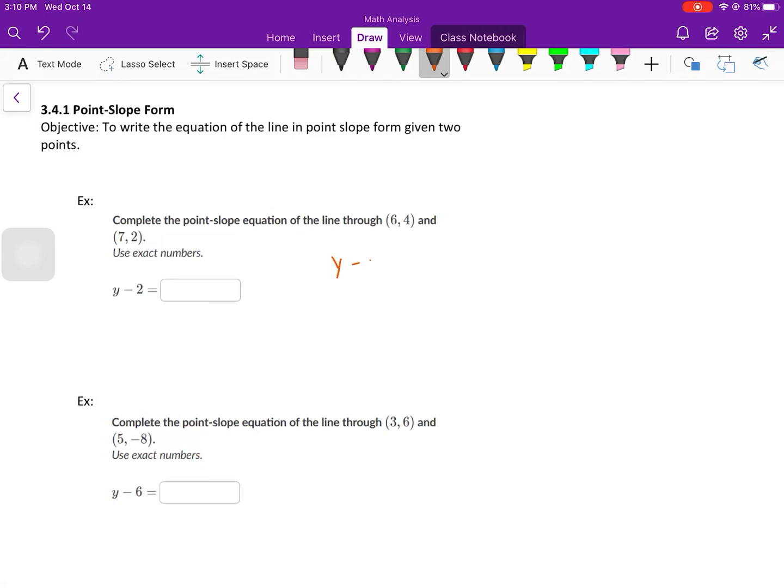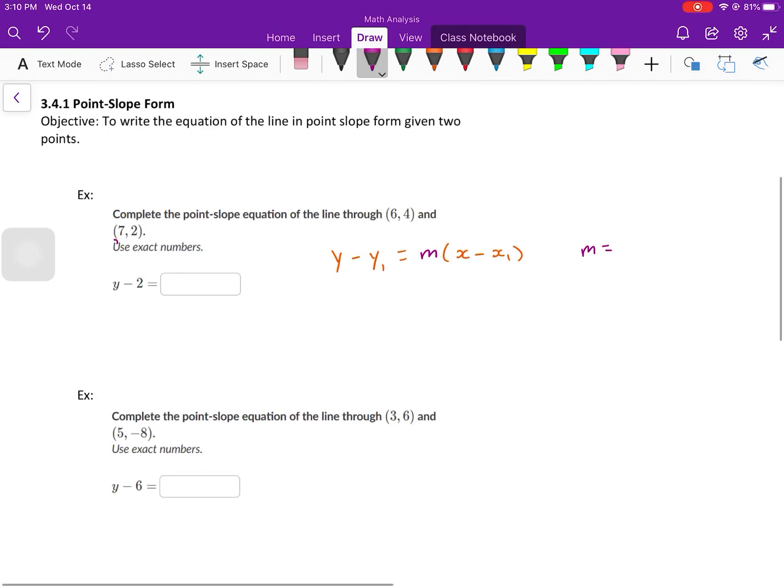So we have y minus y1 equals m times x minus x1. And that m is our slope. So let's just call these x1, y1, x2, y2. So m is y2 minus y1 over x2 minus x1. You guys should have heard that a lot by now. 2 over 1 is our slope. Then we're just going to pick a point. You can pick either one.